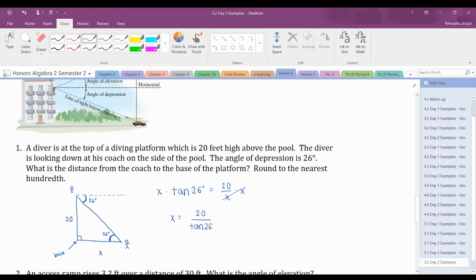So your calculator, once again, should already be in degree mode. 20 divided by the tangent of 26 degrees. It says round to the nearest hundredth. So notice that the distance we get should be 41.01, because it's 006, and the 6 is rounding that 0 up. So what are we talking? We're talking feet, so I want to put my units as well. So there's my answer.